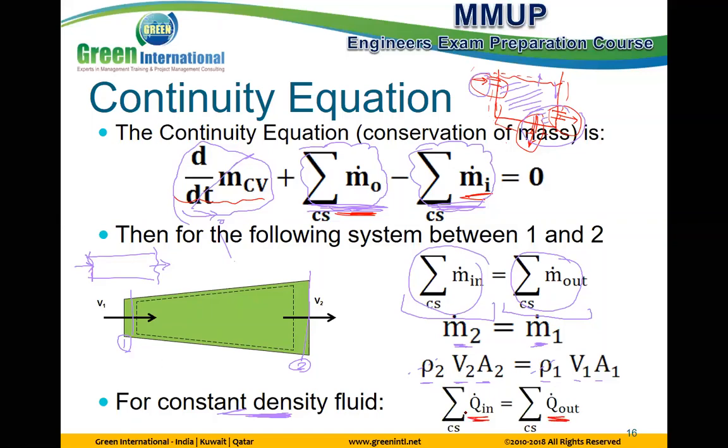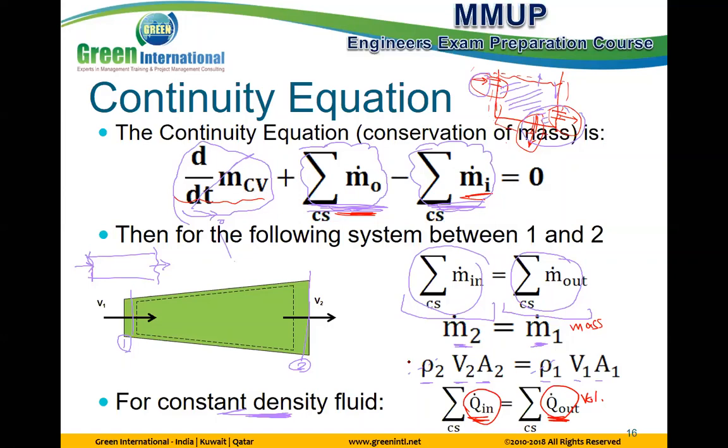Q, mass flow rate. Q out. This is the mass flow rate, this is the volume flow rate. If the problem mentions flow rate, you should check the units. Is it related to mass or to density? Sometimes the question asks for volume flow rate and sometimes for mass flow rate. Check by units.